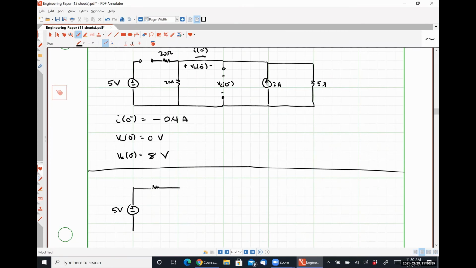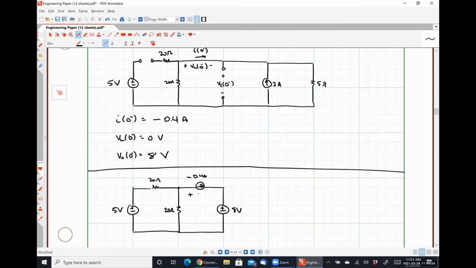This 20 ohm resistor is still a 20 ohm resistor. So my inductor is going to look like a current source with a direction the same as I and a magnitude the same as I. So this is going to be a negative 0.4 amp current source. Our capacitor is going to be a voltage source, same polarity as VC, same magnitude. So we have an 8 volt source there. So this is our new circuit.